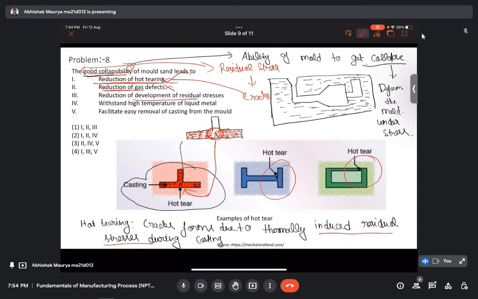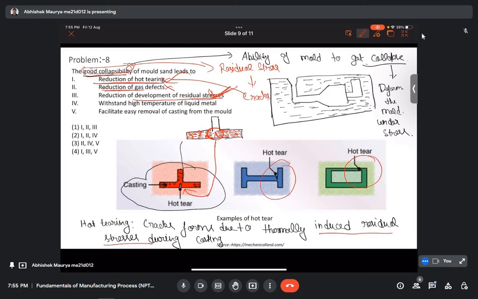Reduction in the development of residual stress. Yes, this option is correct, because if the mold can be collapsed easily, then residual stress will not be induced inside the material during the solidification process. Basically, the casting will be free from stresses if the mold collapses easily. So this is the correct option. We can reduce the development of residual stress if our mold is collapsible.